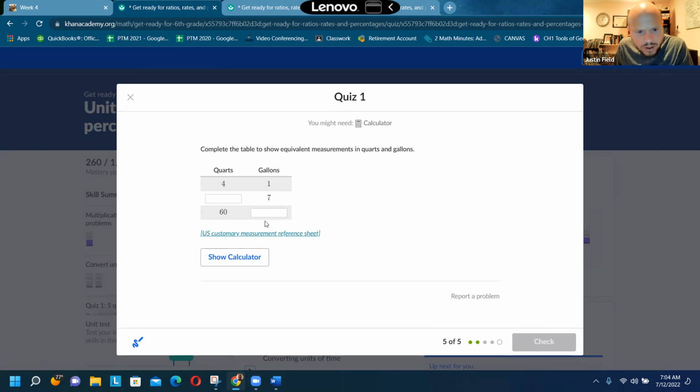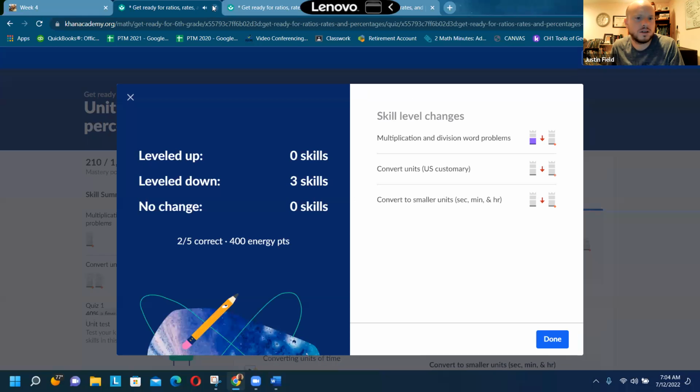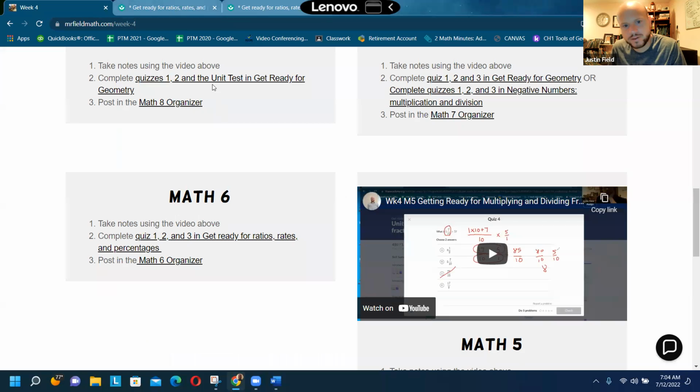Complete the table. Okay. Quarts and gallons. So look at this and see if you can set it up. And if you can, just put it in the organizer. Wow. That quiz got really easy for me.